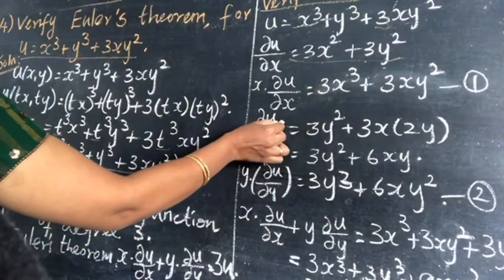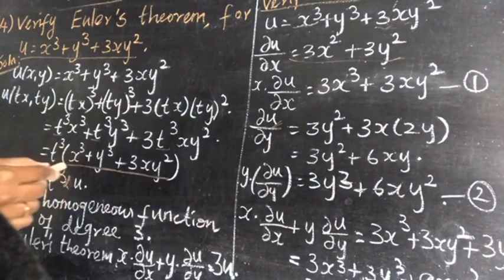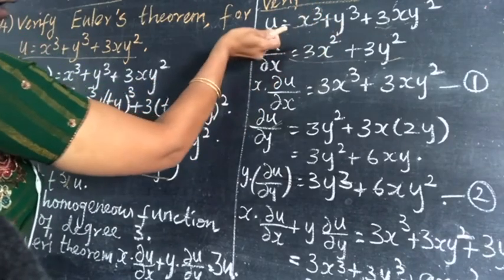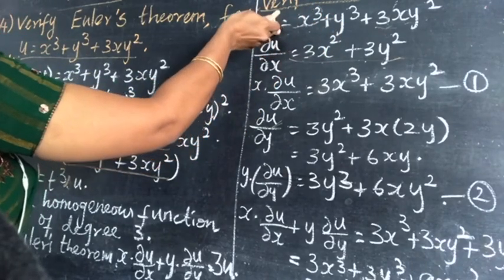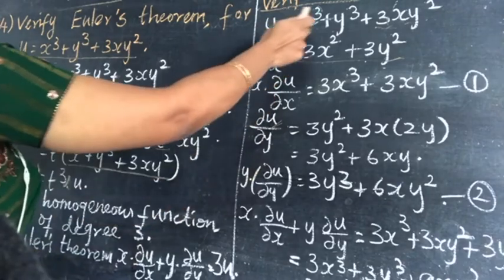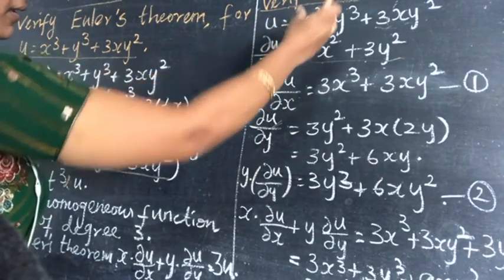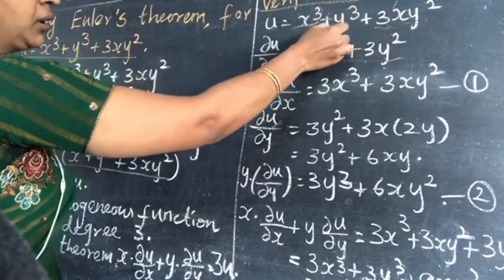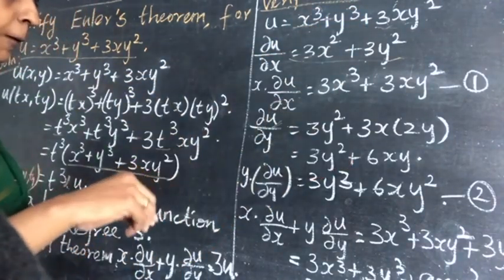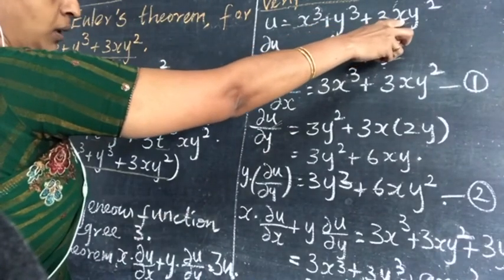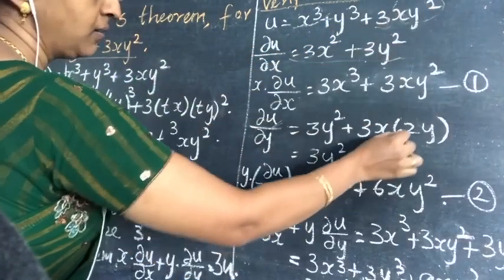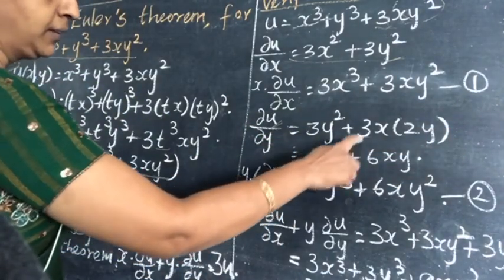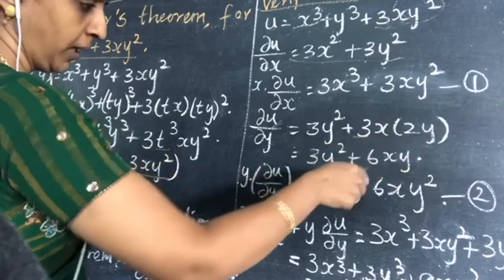Now, we need to differentiate u partially with respect to y. So, dou u by dou y: here we are having u, we are going to differentiate it partially with respect to y. So, x cube is a constant, while differentiating this constant will become 0. So, we can ignore that. Y cube, differentiation of y cube is 3y square, plus 3x is a constant, differentiation of y square is 2y. So, 3x into 2y. So, 3y square plus 3 into 2 is 6xy.